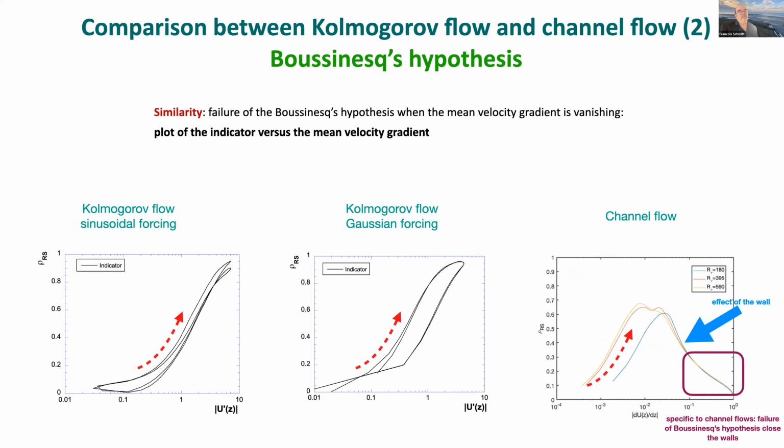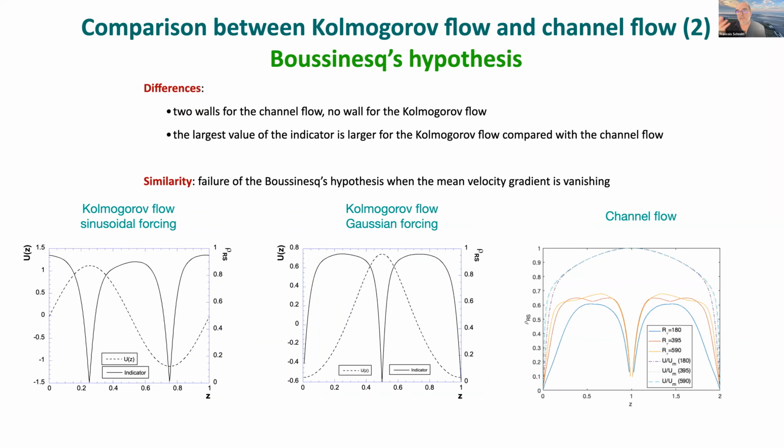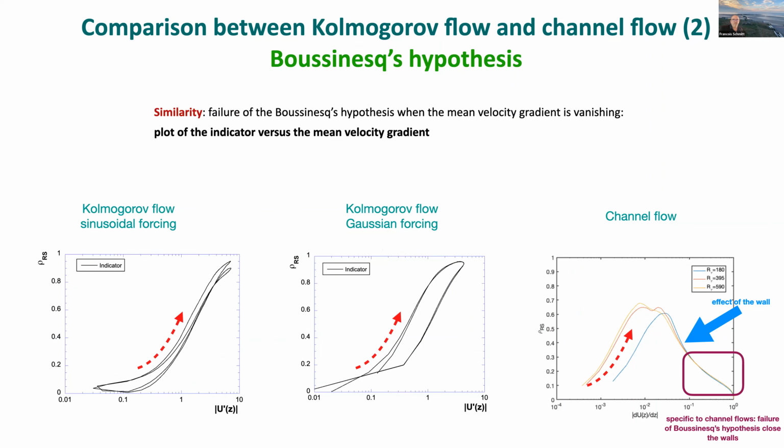We can also plot the indicator versus the value of the mean shear, because what seems to be important is the value of the mean shear. If we plot the value of the indicator versus the absolute value of the shear, we can see that we have, more or less, the same shapes. Something going from 0 for small shears, then increasing, and reaching a largest value. We have the same for the Kolmogorov flow and the channel flow, but we also have this part of the curve which corresponds to the effect of the wall for the channel flow. And we also have the failure of the Boussinesq hypothesis close to the walls.